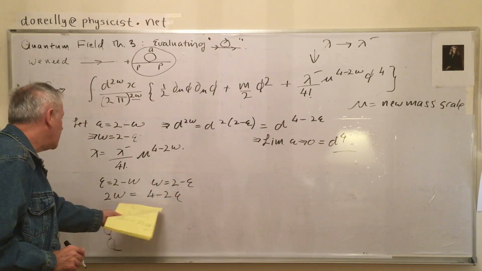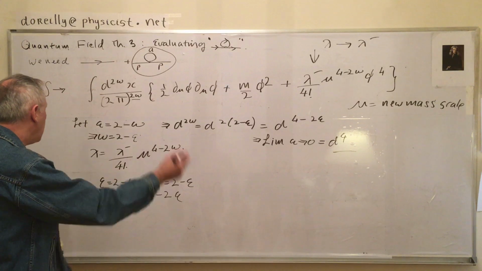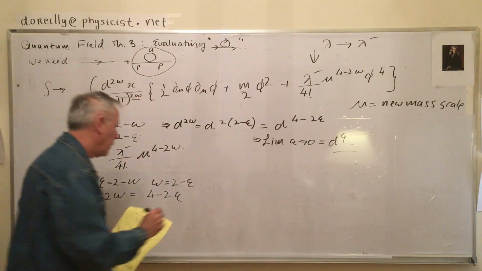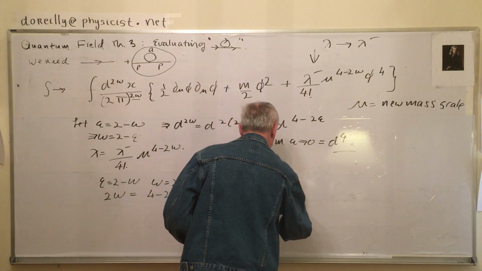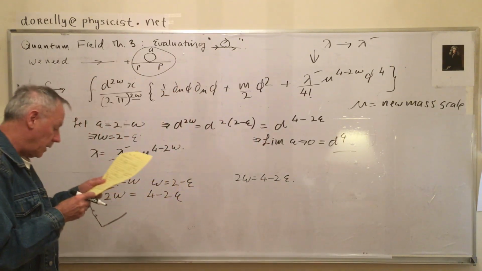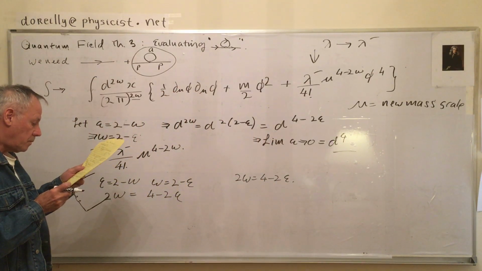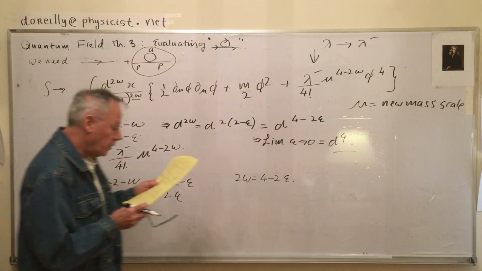So 2 omega is 4 minus 2 epsilon every time we see this crop up. Just have to keep that in mind all the time. And this is due to 't Hooft and Veltman.